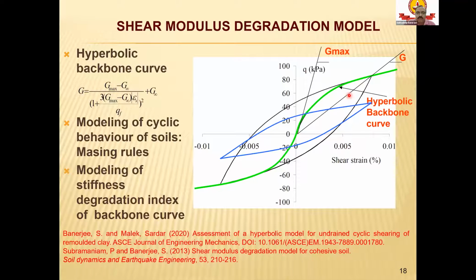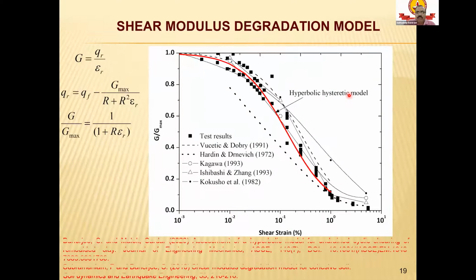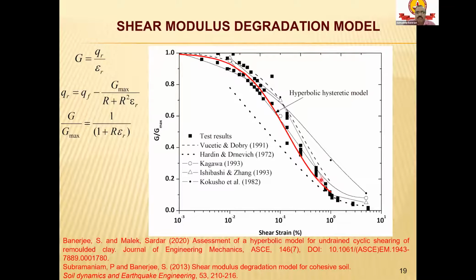IGC degradation concept. With that, we came up with our predicted hyperbolic hysteretic model shear modulus degradation curve, and we see that the modulus degradation line is in line with not only our results, the discrete black points, but also the points or lines from the literature, where ours falls nicely in between. So this gives us confidence about our proposed model.